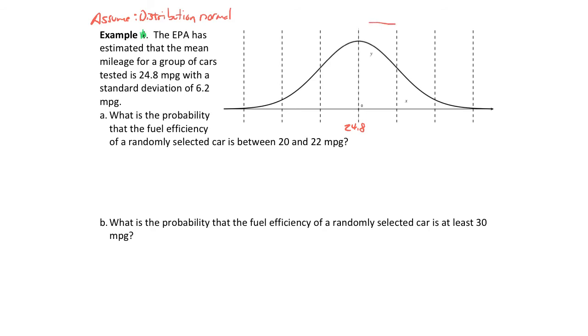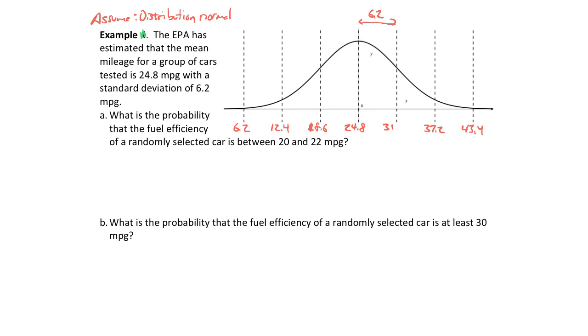So what we'll do is we'll add 6.2 to get to this next one. 24.8 plus 6.2 is going to be 31. And then if I add 6.2 again, that will be 37.2. Add 6.2 again, we end up with 43.4. And now if I start subtracting 6.2 from 24.8, that would be 18.6. And then subtract 6.2 again, we get 12.4. Subtract 6.2, we get 6.2. Okay, so that's where these different scores lie.